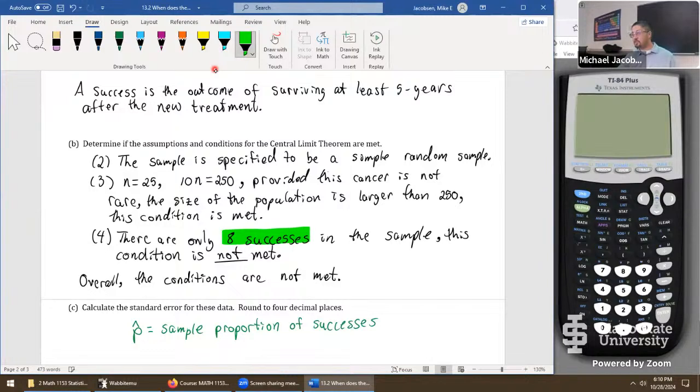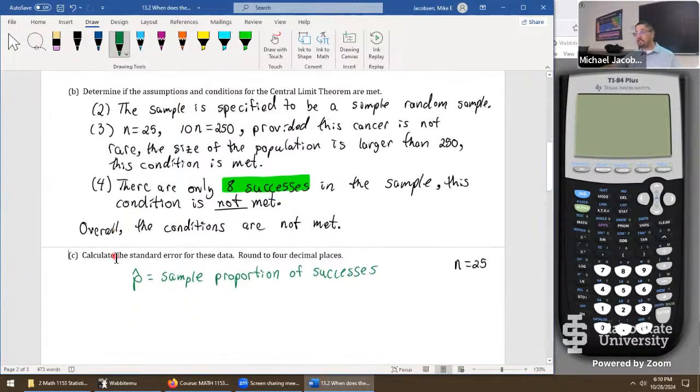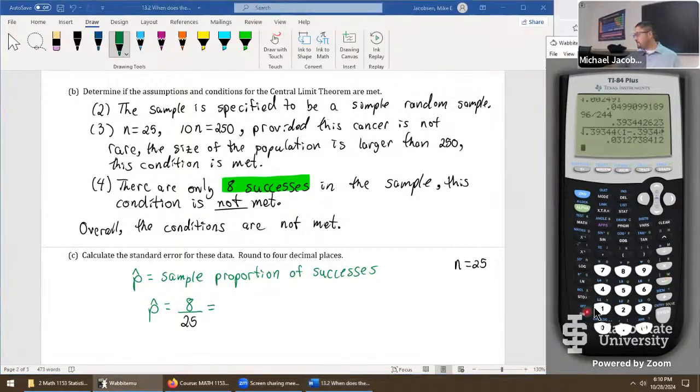And we know we have 8 successes, so that helps us out. We also know that the sample size is 25 in this problem. That's just enough information to calculate p hat immediately. So p hat is going to be equal to 8 divided by 25, for a value of, let's take a look, 8 divided by 25, pretty small number, is 0.32.